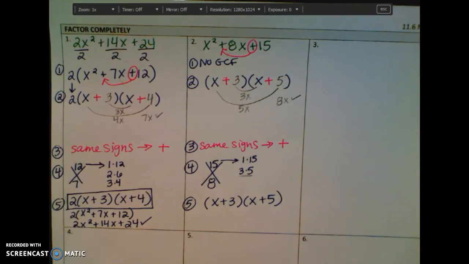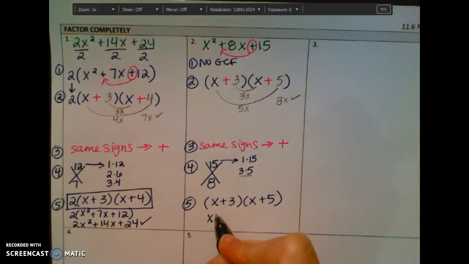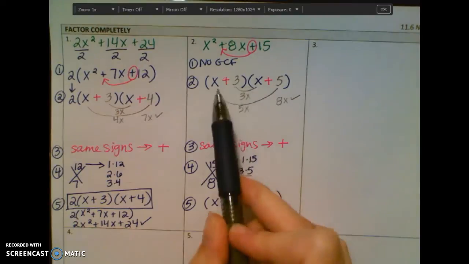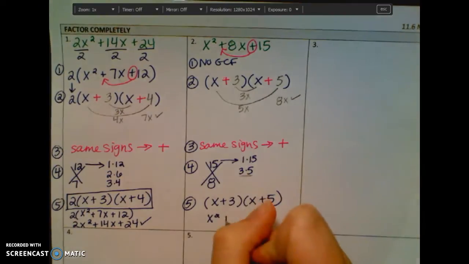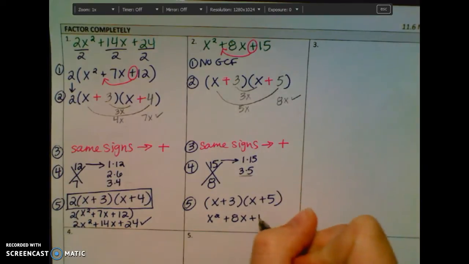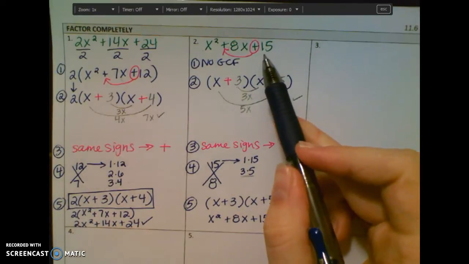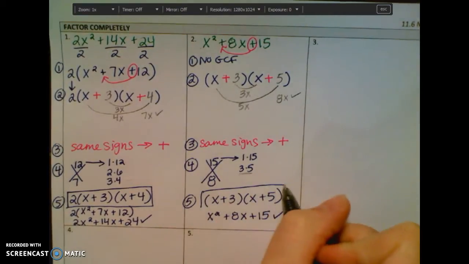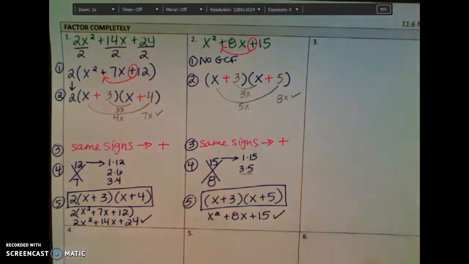Now let's multiply them out just to make sure. So I multiply the x times the x, which gives me x squared. Then we multiplied, we already did this, the 3x and the 5x, and that gave us plus 8x. And then we multiply the 5 times the 3, and that gives us 15. Is that what we started with? Yes, it is. So again, we have the right factors, and we've just confirmed it.